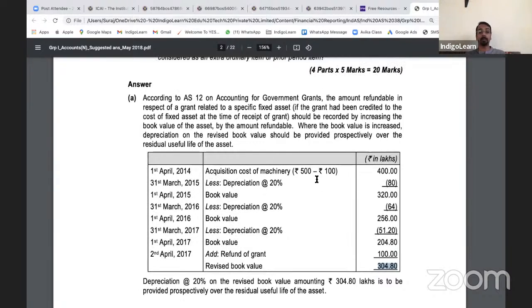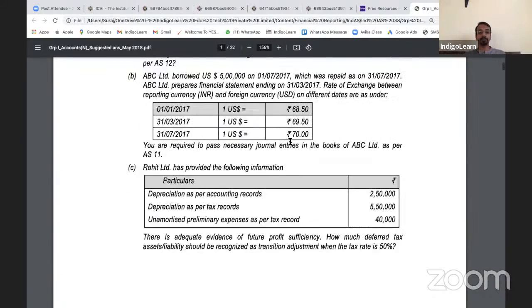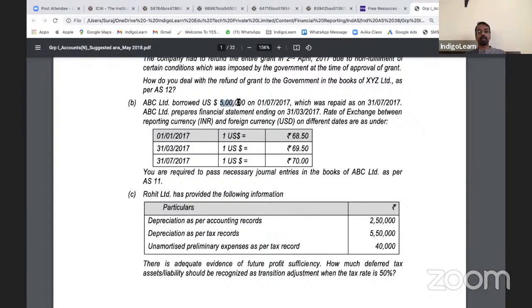Nothing complicated. Okay. Then ABC Limited borrowed 500,000 on 1st July of 17, which was repaid on 31st July of 17. So 1 month. ABC prepares its financial statement on 31st March 17. No. So this is not July. This is 1st January. Oh, okay. So one more thing, in examination, sometimes you'll get these kind of errors. So you have to look at the question carefully and make an assumption.